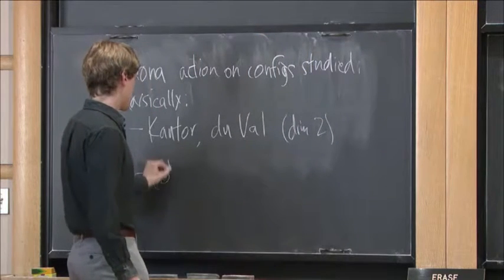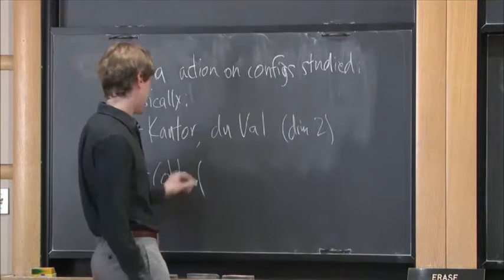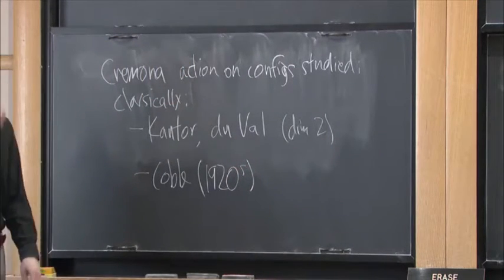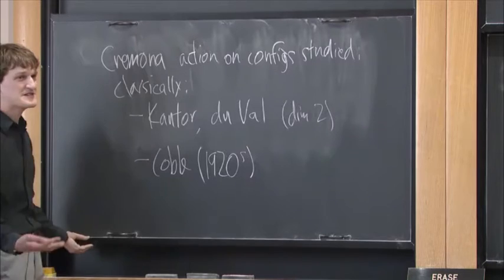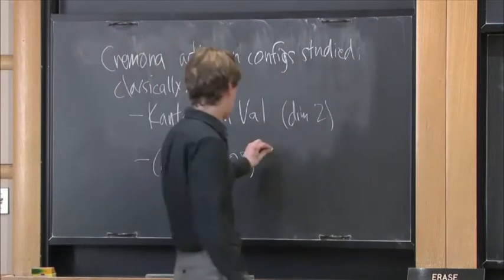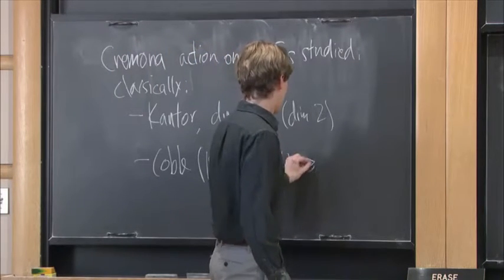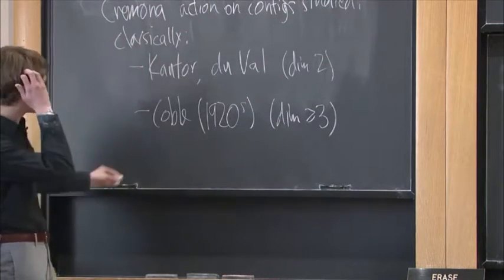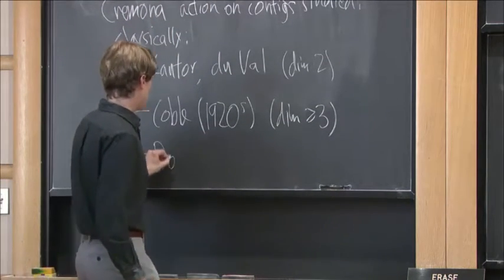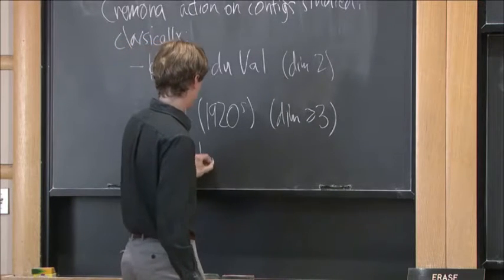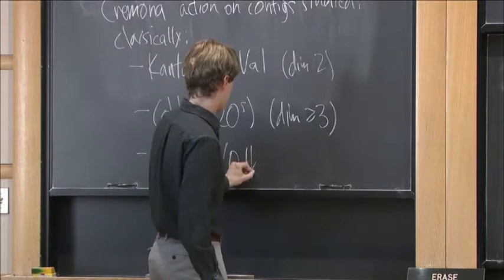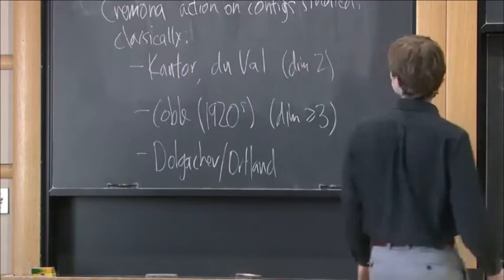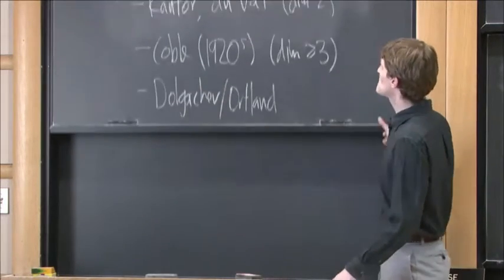Then in the 20s, Coble really went to town on this stuff, and he has a whole book about essentially the action of the Cremona transformations on point configurations. I find these extremely hard to read, so if you actually want to know about it, there's a book by Dolgachev and Ortland that discusses some of these classical results in a relatively comprehensible way.